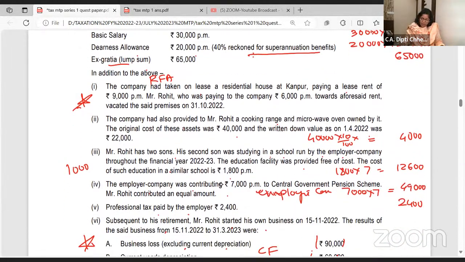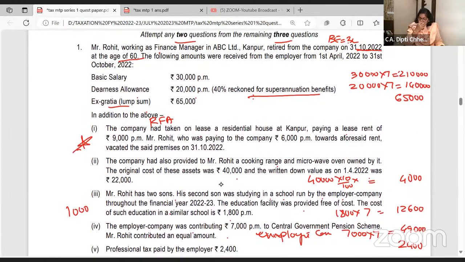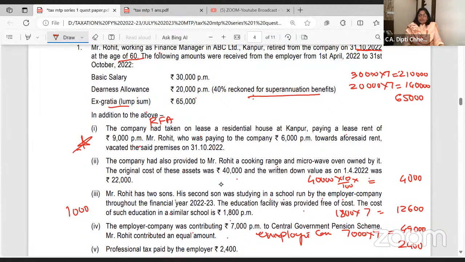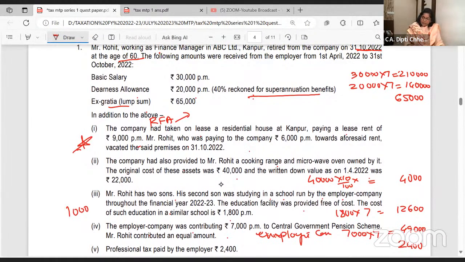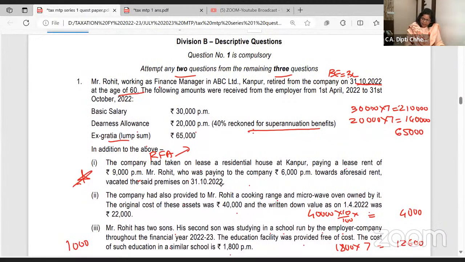So we know that there are no other allowances. So can we first come back and do the RFA part? Yes. The company has taken a lease in Kanpur, paying a lease rent of 9,000. So 15% of salary or the lease rent. And they are also taking money from Rohit. So I will show you the RFA calculation. What will be the salary for RFA? 2,10,000 and 40% of 140. Again, I am saying whatever DA you are receiving is taxable, but for the definition of salary, you have to take only this.